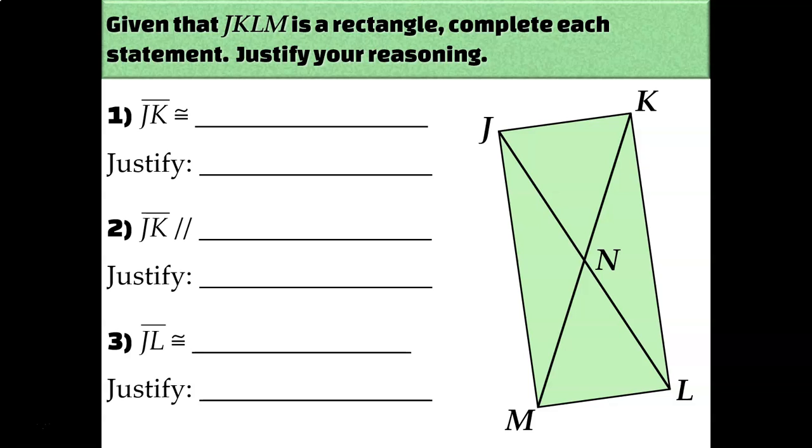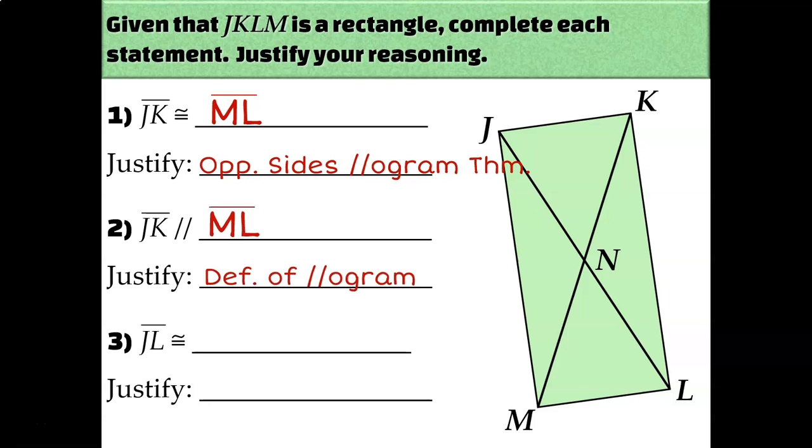Which side is JK congruent to? It would have to be congruent to ML, and that's just the opposite sides of a parallelogram theorem. And which side is JK parallel to? Also ML, but that reason is the definition of a parallelogram. What about JL? JL is one of our diagonals, and since this is a rectangle, we know that the diagonals are congruent to each other, so JL would have to be congruent to KM.